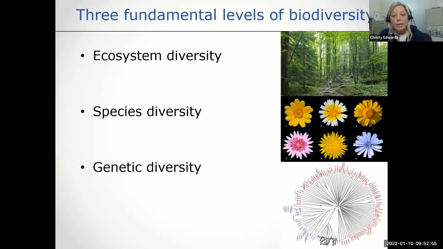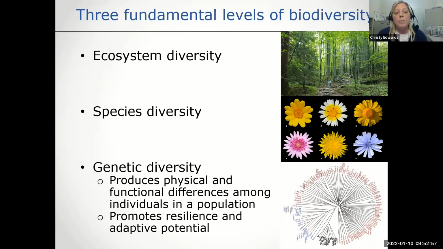So next slide, please. Genetic diversity is important because it produces the physical and functional differences among individuals in a population, and it promotes resilience and adaptive potential. That's really important in species where there may only be, for example, 30 or 50 individuals left. We want to make sure that we have as much resilience and adaptive potential as possible. So next slide.